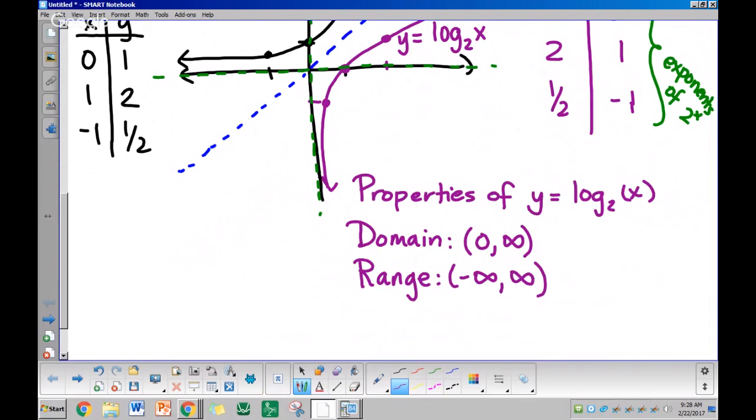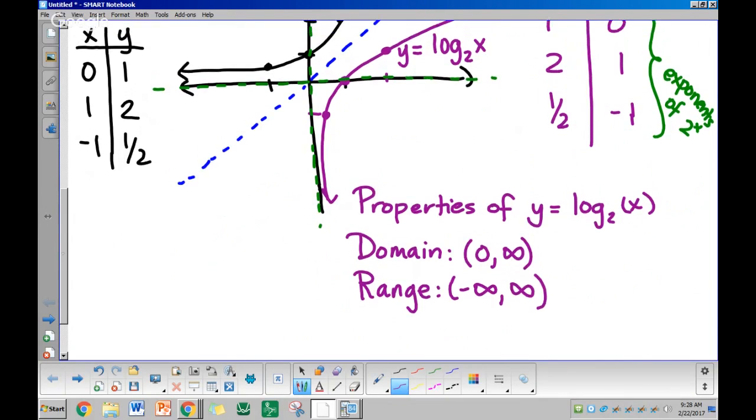And if you look at the domain on the 2 to the x, it's all real numbers, isn't it? And the range is 0 to infinity. And since we switch the x and the y, the domain and range on the inverse would naturally also be switched, okay? What about this function? Does it have any extrema? No. No extrema.